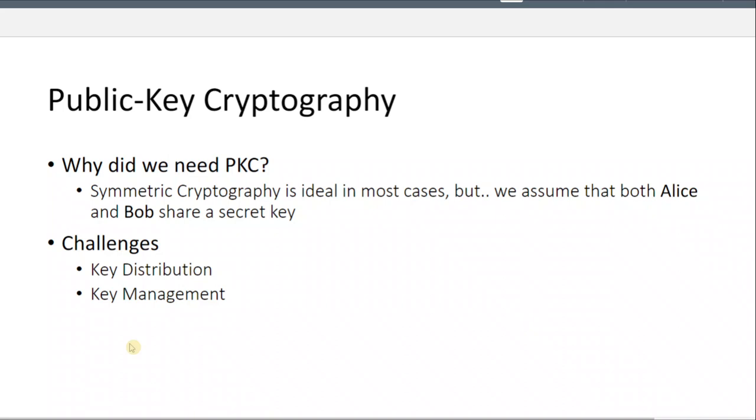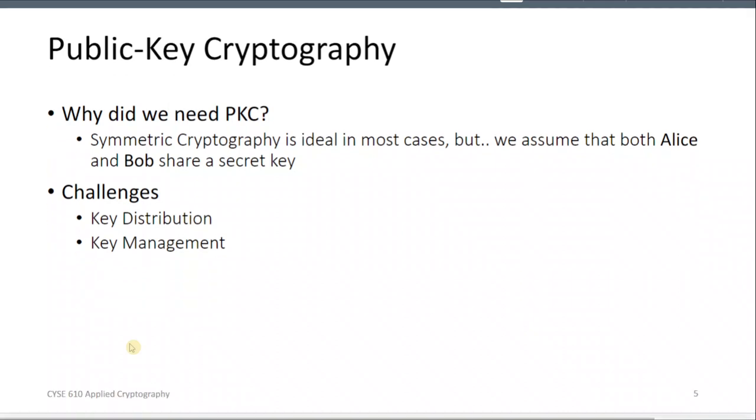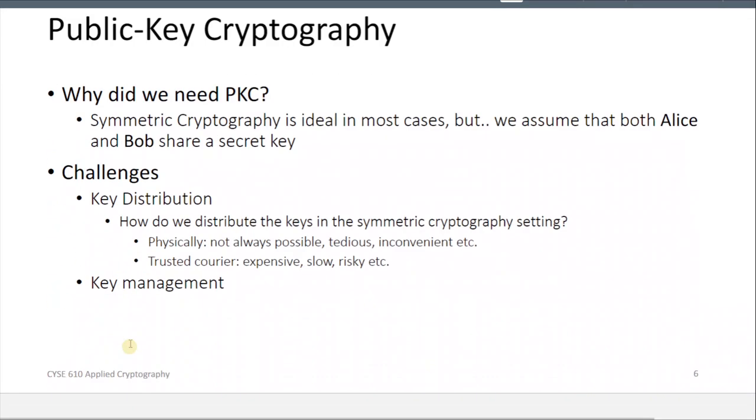There are a few challenges that make us want public key cryptography: key distribution and key management. Key distribution means, if I'm Alice and I want to talk to Bob, how can I give him my key? I want to talk to him and only he must know my key. I can't go physically because it's not feasible, and I can't tell someone to send it to him because also it's not feasible. I want to talk to many people.